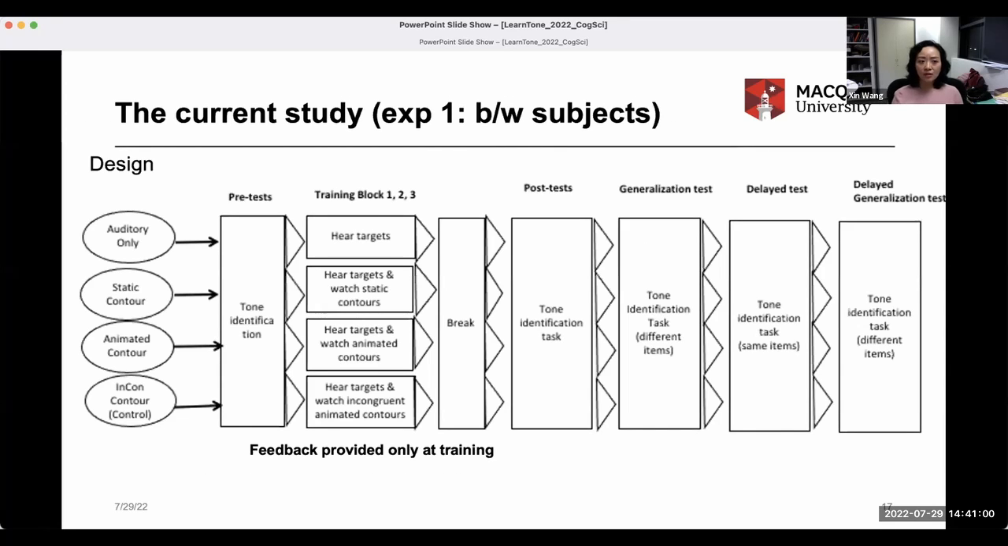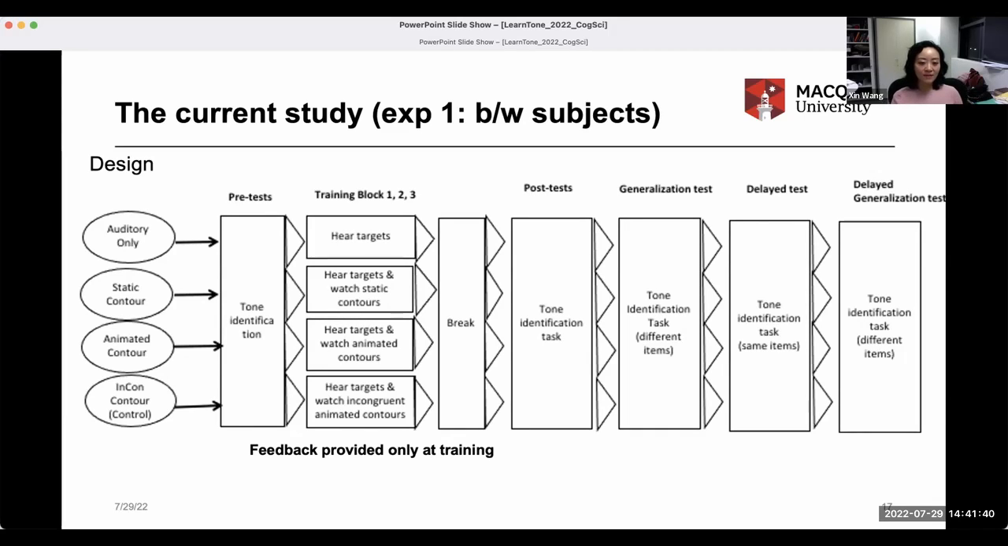The structure of the study is across the 4 different training conditions. Prior to training, obviously, we need to do a pre-test. And across the board, all the tests were done in the tone identification task, which is consistent with the study I introduced you just now. During the training block, we gave them feedback. So across the 4 different conditions, they all listen to the auditory tokens. In the visual conditions, we gave them either static contour, or animated contour, or incongruent animated contour.